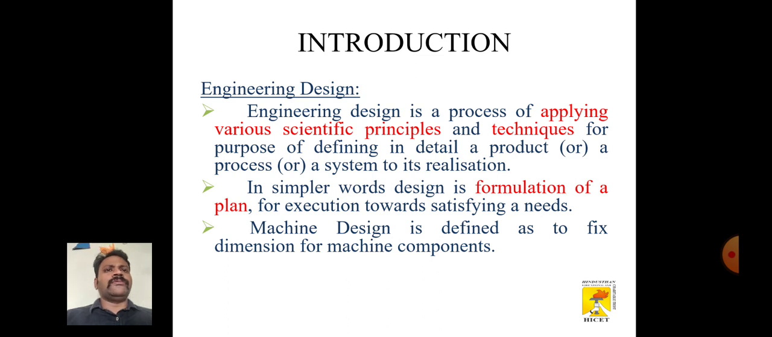So, what is meant by engineering design? Engineering design is the process of applying various scientific principles and techniques for the purpose of defining a detail in a product. In simpler words, design is the formulation of a plan for execution towards satisfying the needs. Machine design is defined as fixing the dimensions for machine components.